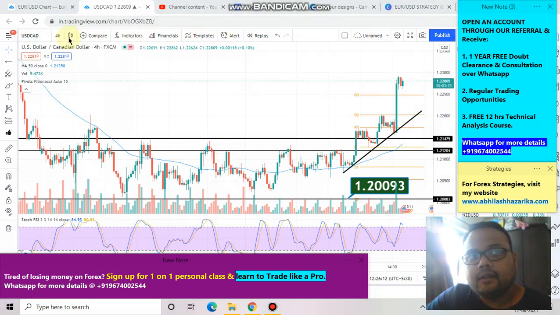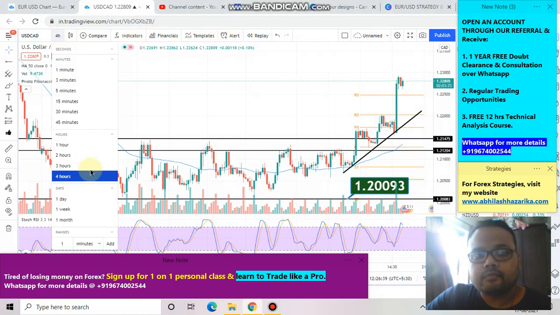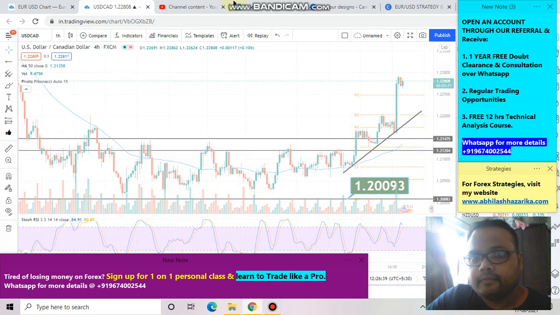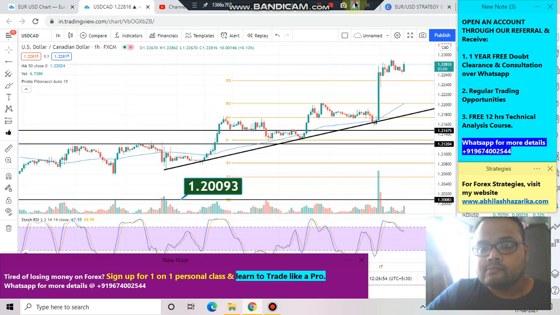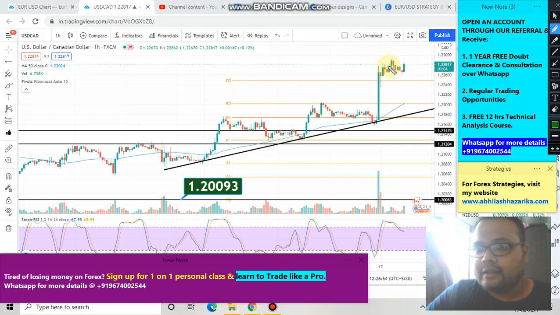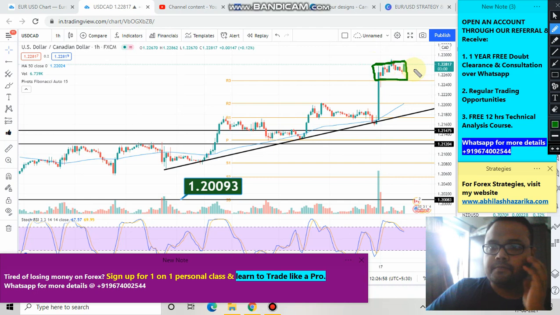On the other hand, you can also switch to the 1 hour time frame. Generally, I mainly consult the 4 hours time frame, being my favorite, but right now in the USD CAD chart, 1 hour time frame is also equally important. Again I'm saying that this is not the ideal position to buy here. Again, wait for the pullback or wait for the retracement.